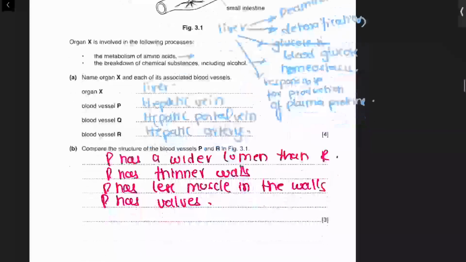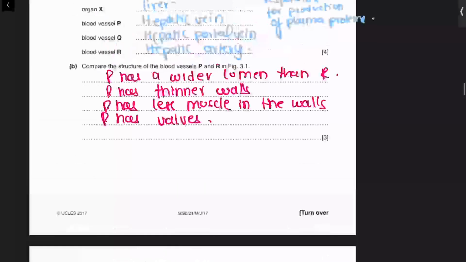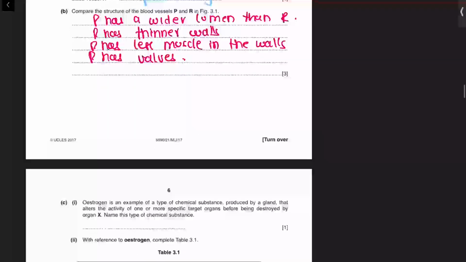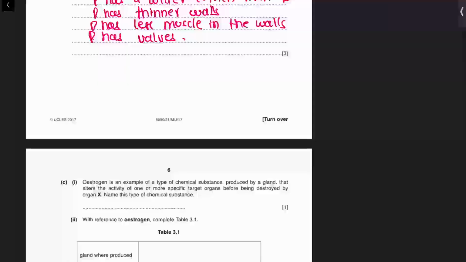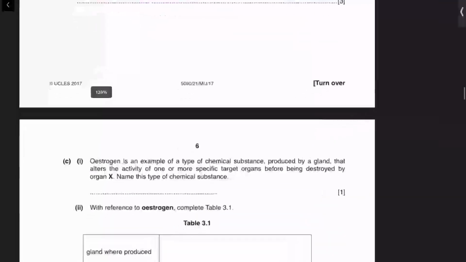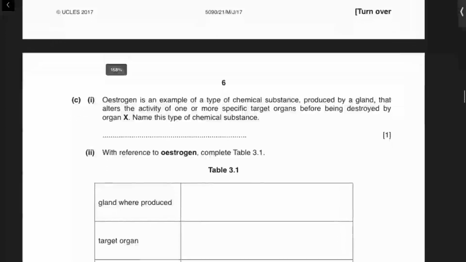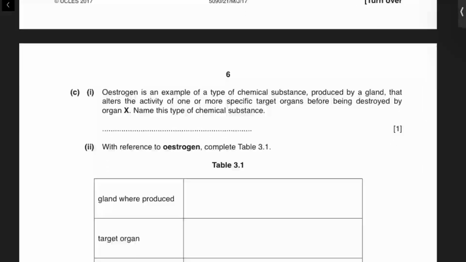Okay, next question. Estrogen is an example of a type of chemical substance produced by a gland that alters the activity of one or more specific target organs before being destroyed by organ X.